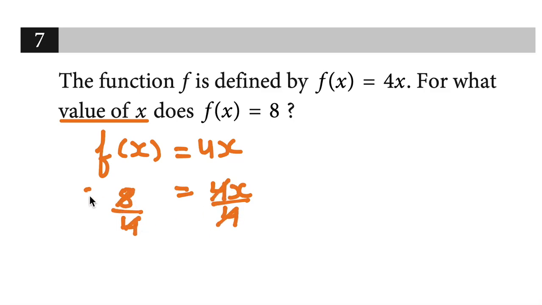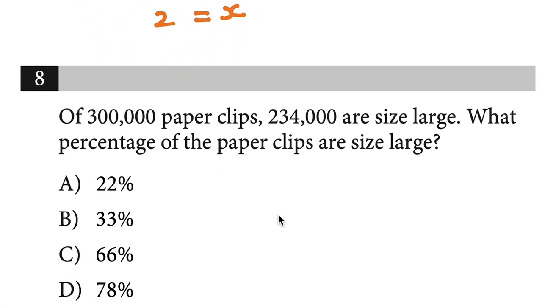4 2s are 8. This 4 will be cancelled, and here 4 2s are 8. So x is equal to 2. So for what value of x? If x is 2, then f of x is equal to 8. Okay. Now let's move to number 8.